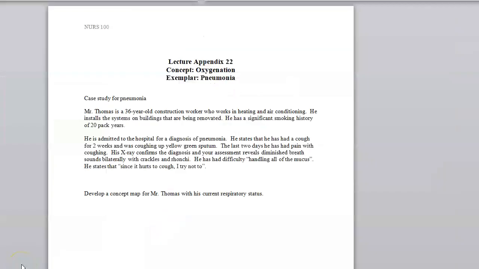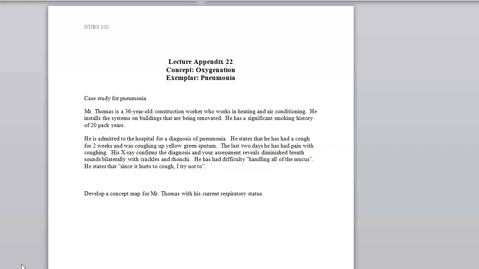A short case study, and I want you to think about what this patient's risk factors were and look at his presentation of this particular case of pneumonia. So we have Mr. Thomas, a 36-year-old construction worker who works in heating and air conditioning. He installs the systems on buildings that are being renovated. He has a significant smoking history of 20 pack-years, and he is admitted to the hospital for a diagnosis of pneumonia. He states that he's had a cough for 2 weeks and was coughing up yellow-green sputum.